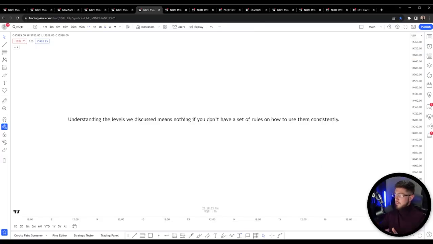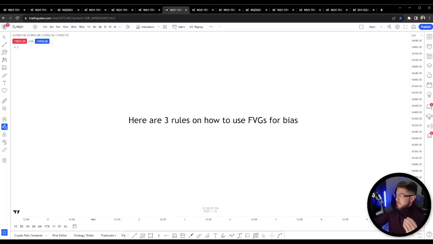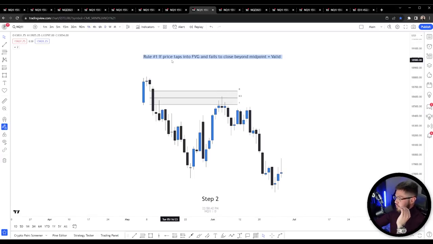But I want to be very clear that just understanding these levels alone means nothing if you don't have a set of rules on how to use them consistently. So here are the 3 rules on how to use these levels for fair value gaps for bias. Rule #1 is that if price taps into the fair value gap and fails to close beyond the midpoint, then it is valid, right? So we see right here, the price taps up into it. It does not matter how far the wick goes. The wick could go even out of the fair value gap. As long as the candle body is not closing beyond this line, the fair value gap is valid.